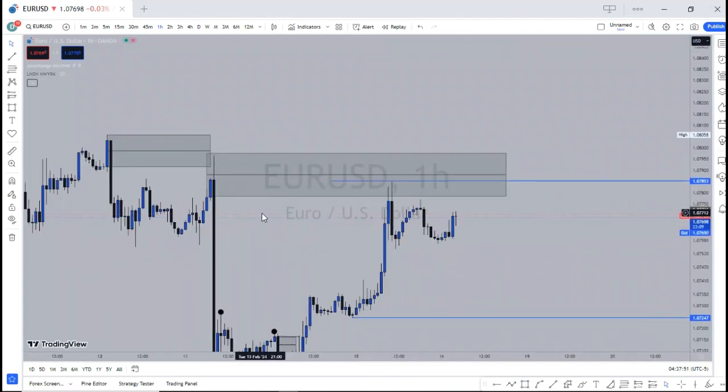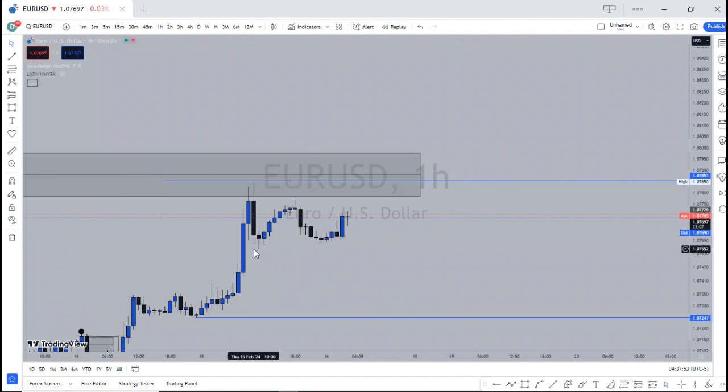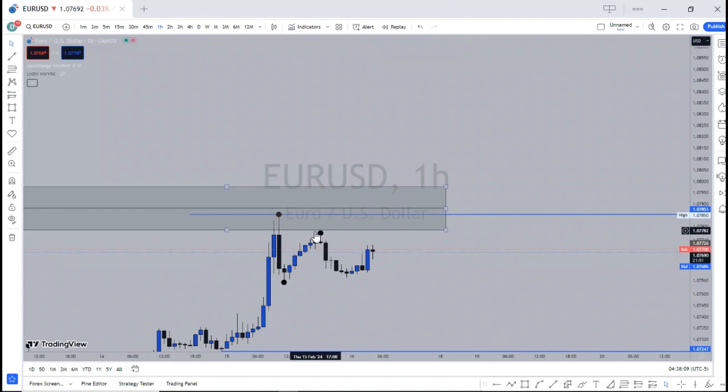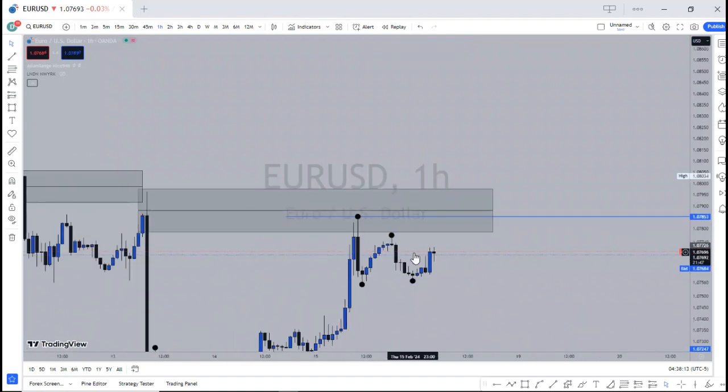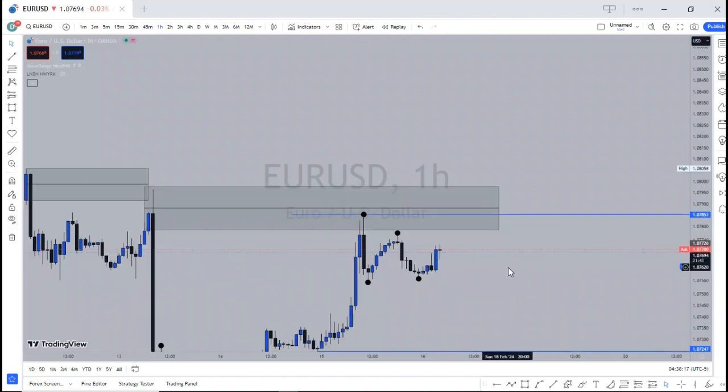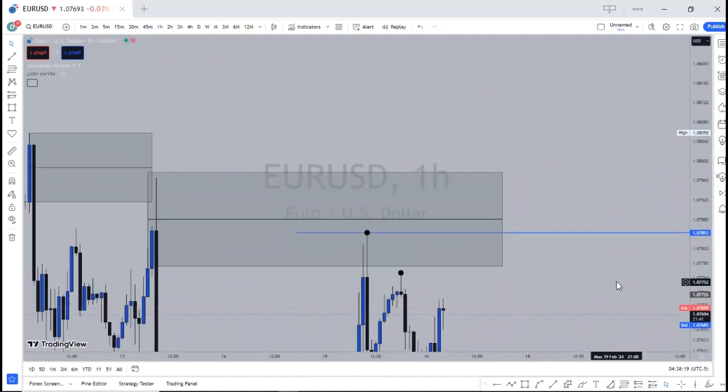So price tapped into the order block, but traded lower, giving us a low. So now let's mark the structures. We have a high, and then we have a low. Price traded higher, giving us this high, traded lower, giving us this low, and that low did not break structure. So we are not looking for sales yet, because we haven't seen a confirmation entry right there.